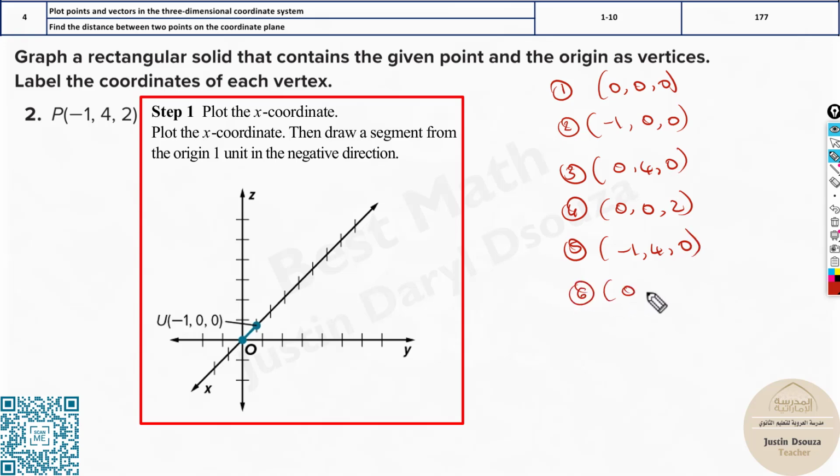Sixth one would be 0, 4, and 2. And lastly, let's put the 0 in the middle. So it'll be -1, 0, and 2. And lastly, we write the given point itself, that is -1, 4, and 2. So now when we substitute it all, let's put these values over here. So we have got 1 over here, it's 2. These points are already done.